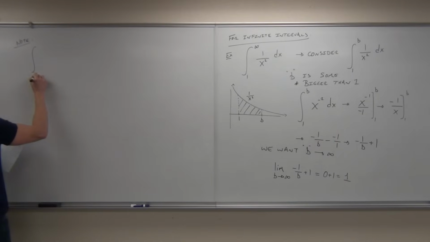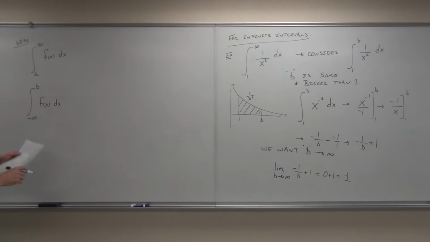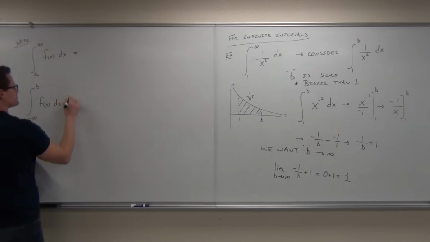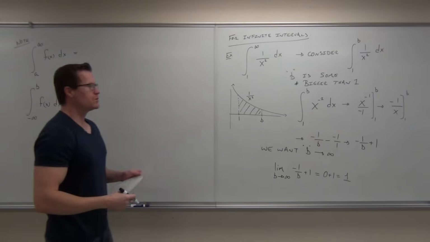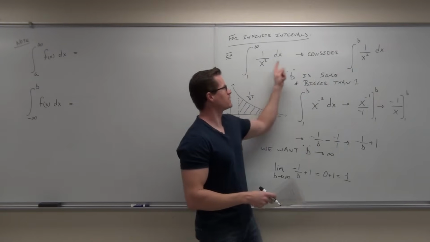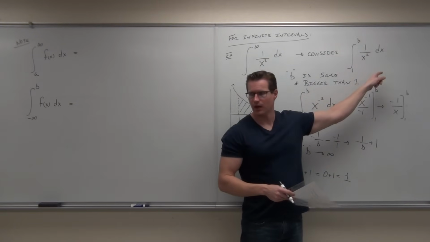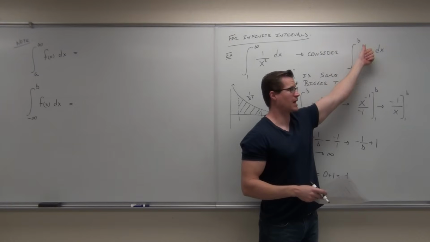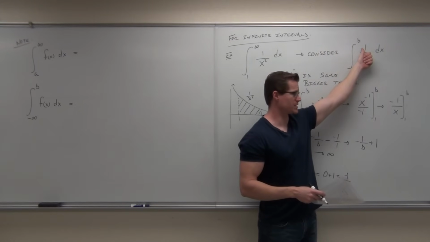Let's say we had an integral from a to infinity, or an integral from negative infinity to b of some function. We don't really do this every time, because what I've done is technically very inaccurate. I'm calling this b, but I haven't said that b is going to infinity. Does that make sense to you?